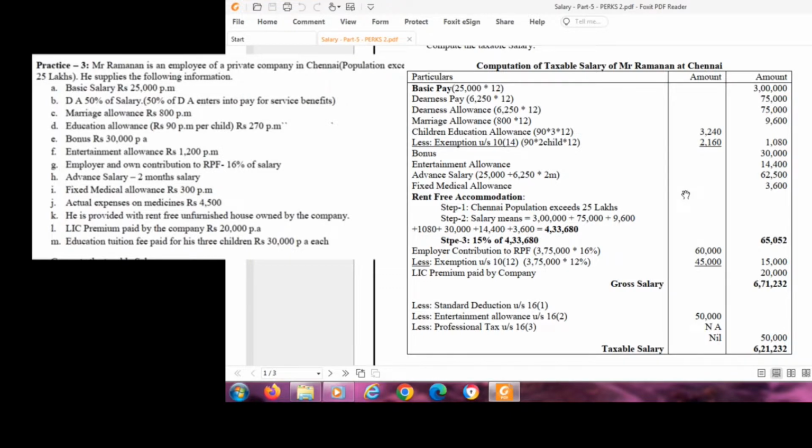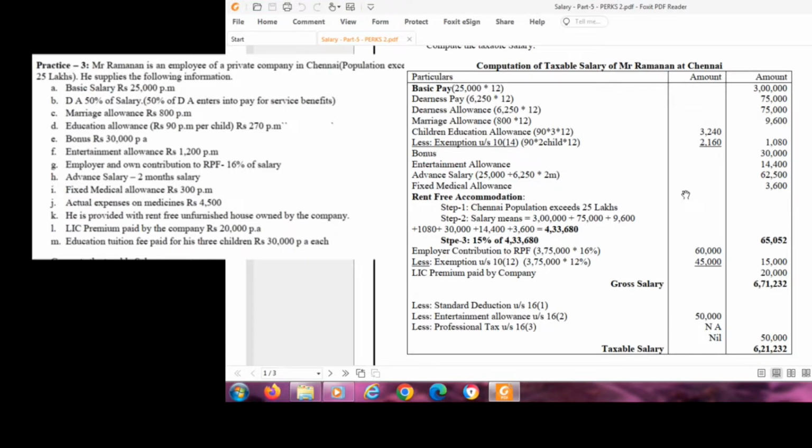Everything was given. First of all, we have to follow our standard procedure while computing taxable salary. First, we have to record the basic part, like basic salary, bonus, commission, arrears, advance. Next is all the allowances part. Next part is PEX part, and final part is RPF part, employer contribution, interest thereon. So this standard procedure we have to apply while computing taxable salary of all employees. It will be more useful for us.